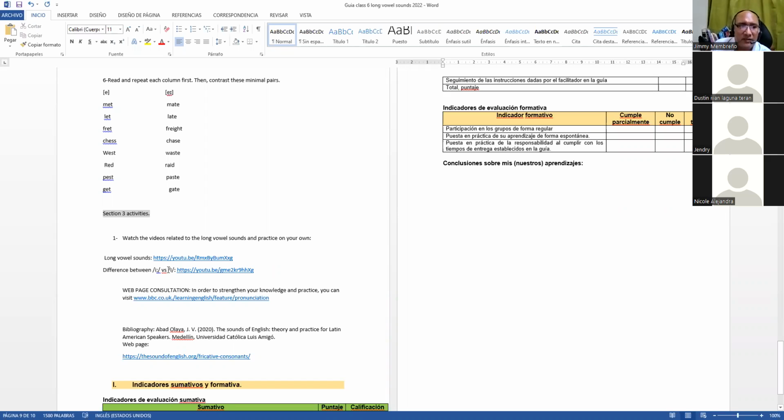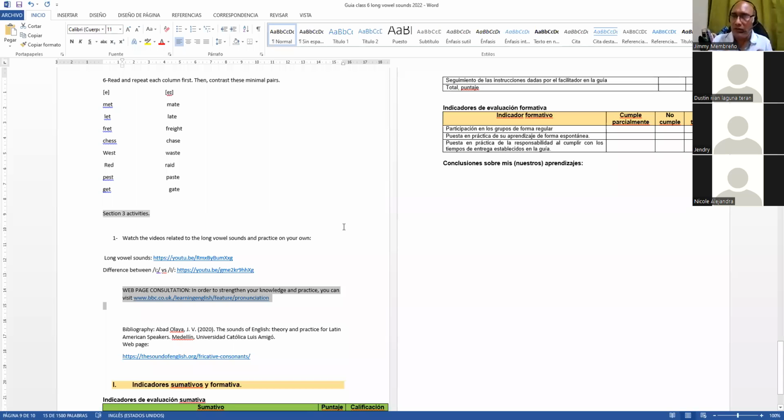And right here, there is a difference between the short E sound and the long E sound. These two videos, I want you to check. If you have any problem with the sounds and you're not sure how to pronounce them, I want you to check this web page right here. There you can look for the sounds separately, and you can listen to them different times until you are clear with the sounds.